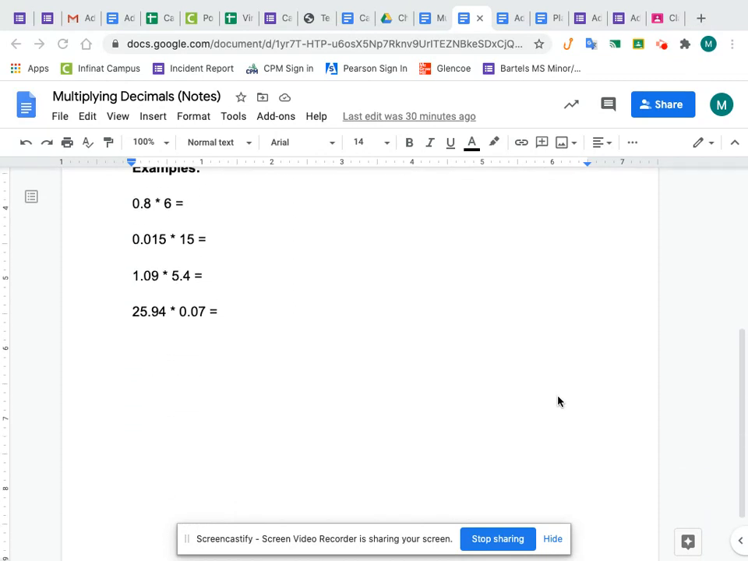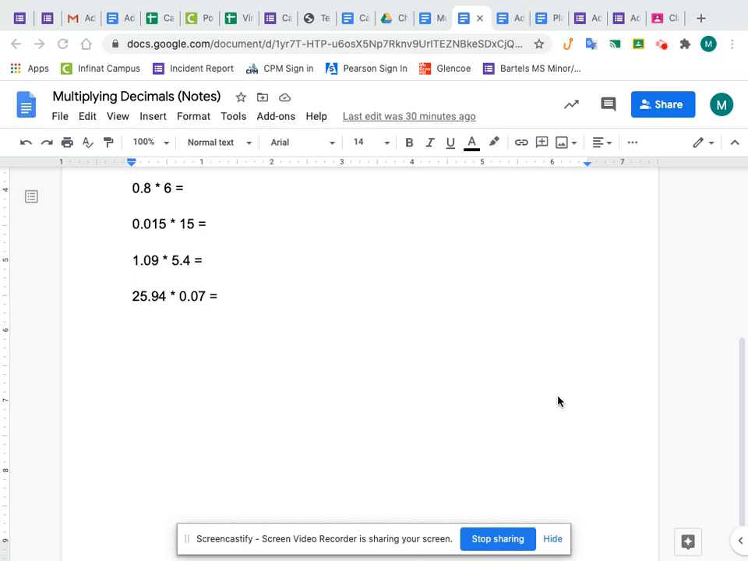Going on to our next example, I have 15 thousandths times 15. Now I'm putting the one with more numbers on top, so you can do it whichever way you want, but I would choose to make sure that I do the least amount of multiplying possible. 5 times 5 is 25.